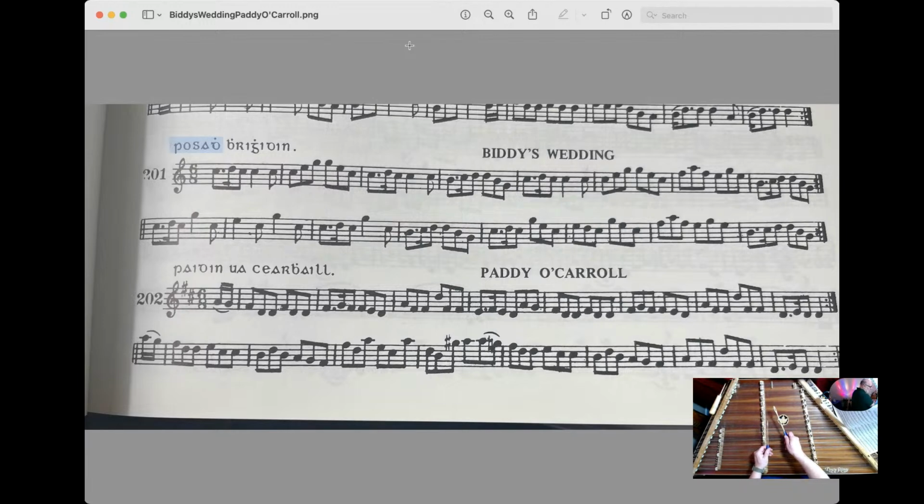So that's the A part. It repeats. The B part, second line. Here we are, B part again.